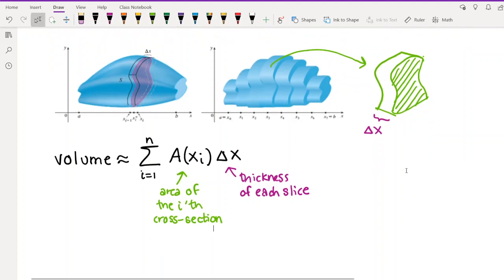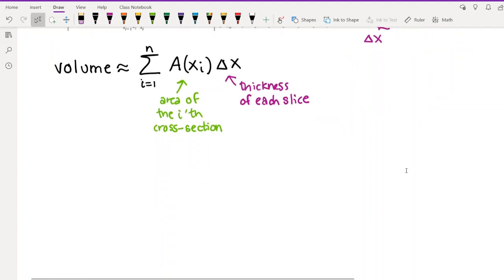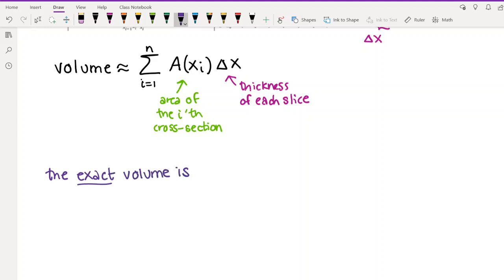So if we wanted to find the exact volume, we're basically just going to use the exact same idea that we used above. So the exact volume is going to be, now taking the limit, the limit as n approaches infinity of the sum from 1 to n of A of xi delta x. So what is this going to become?